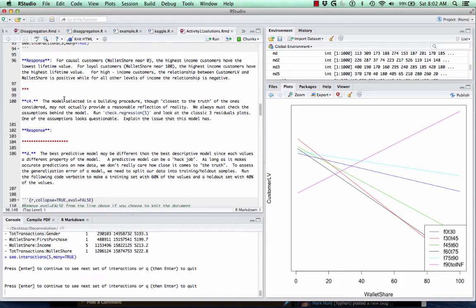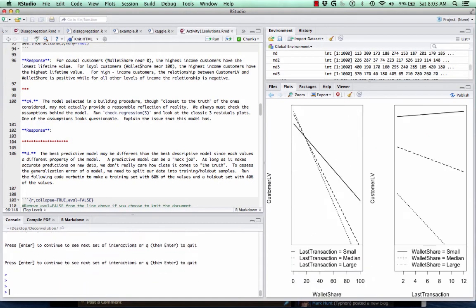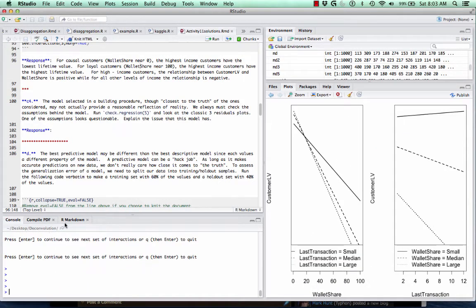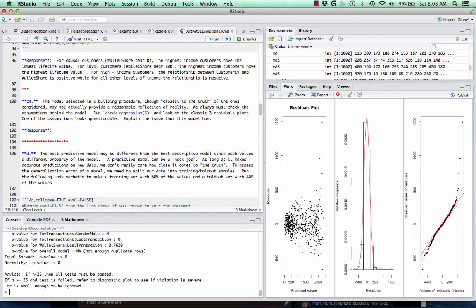All right, part C4 says that the model selected in a building procedure, the one we're choosing that looks to be closest to the truth, losing the least amount of information about reality, the one with the lowest AIC here, still may not actually give us a reasonable reflection of reality, because nowhere in the AIC is a check to see if the assumptions of the regression model hold up. So let's get rid of this. And let's actually look at check regression here just to see, all right, is this model a reasonable reflection of reality? Looking at the p-values of the test, no big deal.